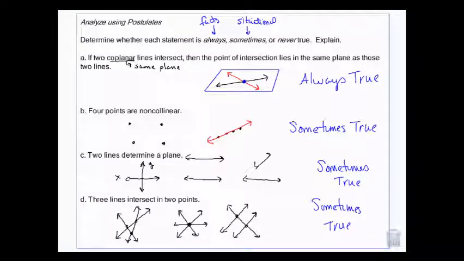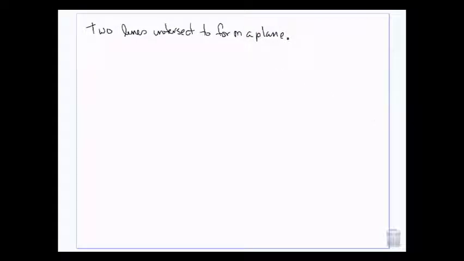Hold on one second. Okay, so 2 lines intersect to form a plane. Here's one line. Here's another line. They're intersecting. Is that a plane? Yes. The intersection. Oh, no. No, the intersection is a point, right? So this is never true, because our intersection is a point.